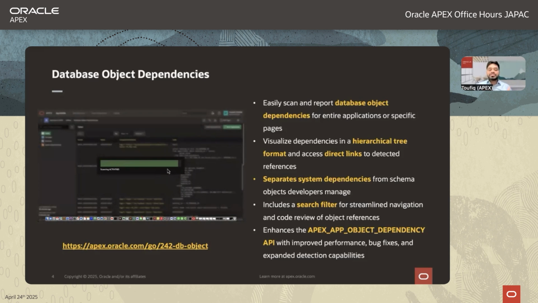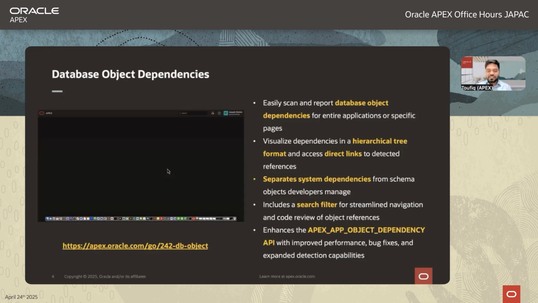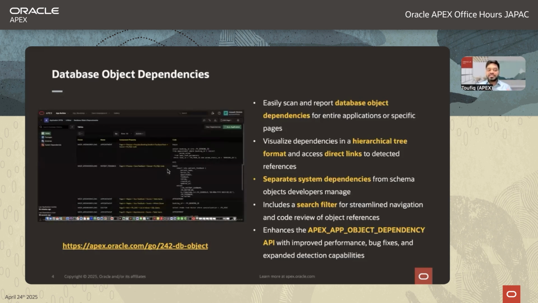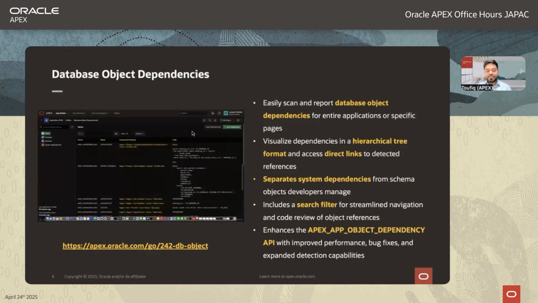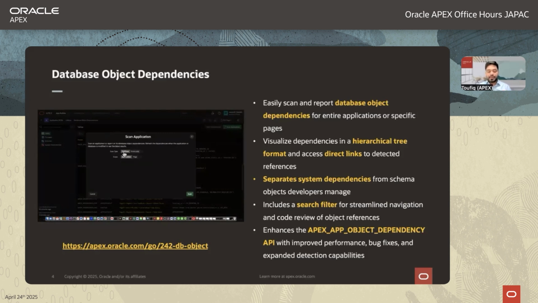And we also show separate system dependencies. We don't include system dependencies in the custom schema dependencies. We separate out system dependencies. That is also shown in this report separately. And then you also get a filter to search through these dependencies.